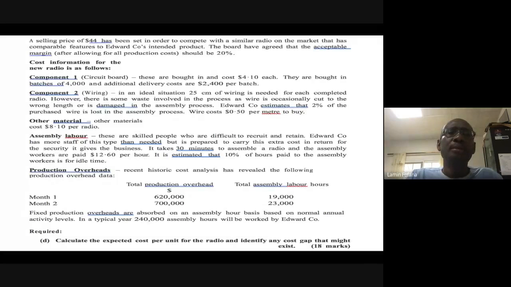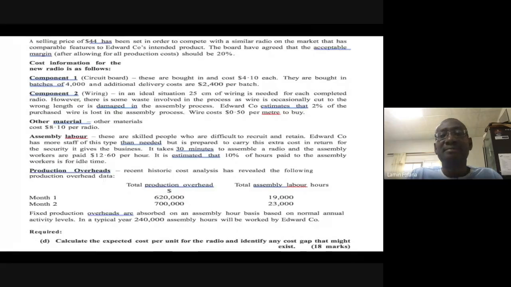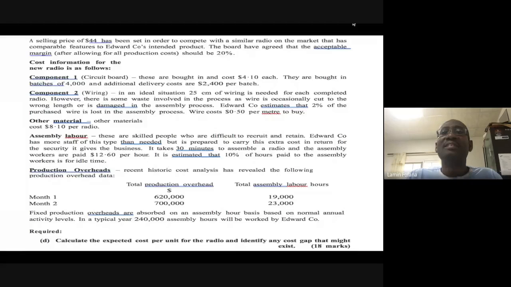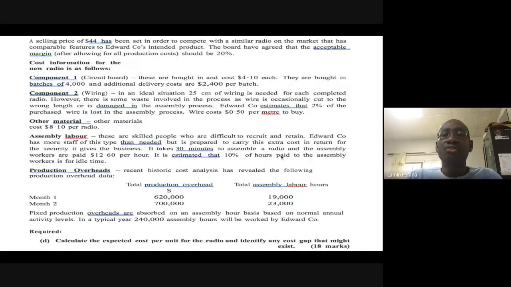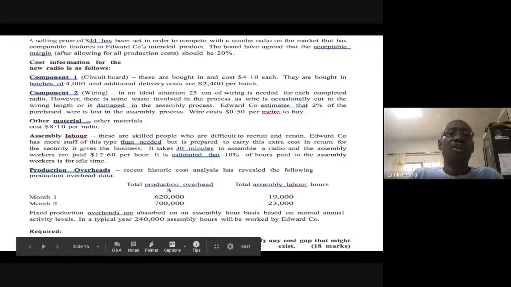Component 2 is wiring. In an ideal situation, 25 centimeters of wiring is needed for each completed radio. In an ideal situation. Is there any situation that is ideal? Have you known of any situation that is ideal? No. You know what ideal means? 100%. Everything normal. So there is nothing ideal in life, not even in our lives, much more production.